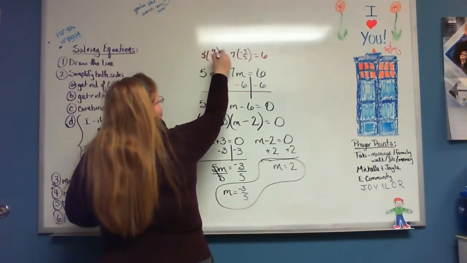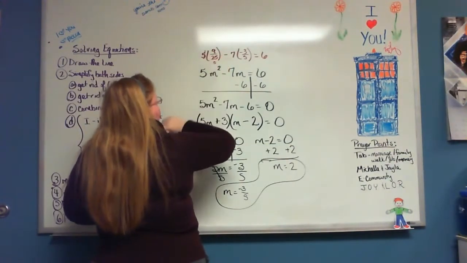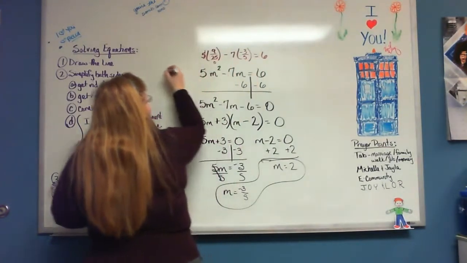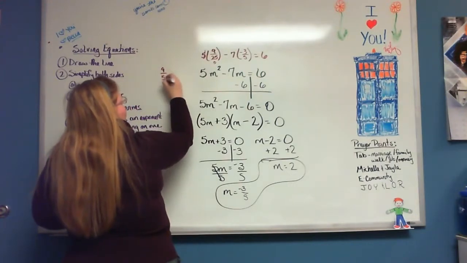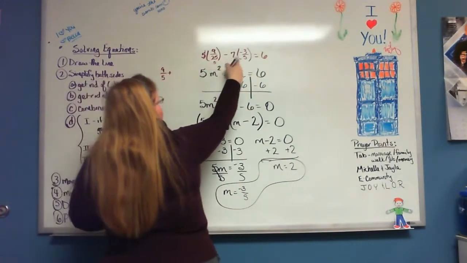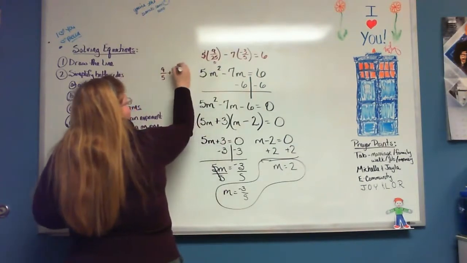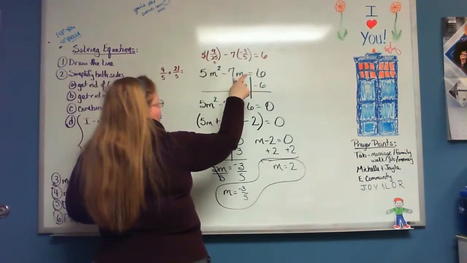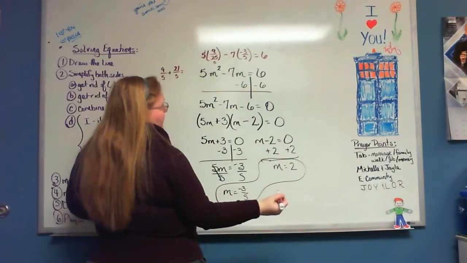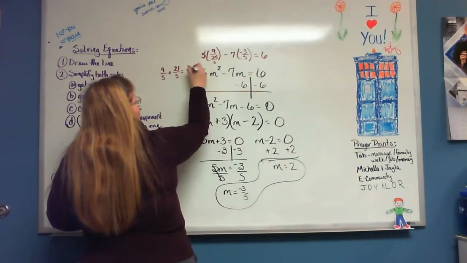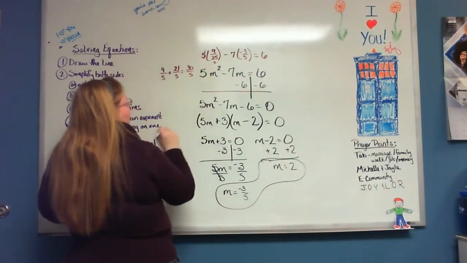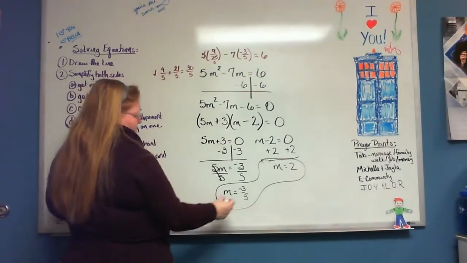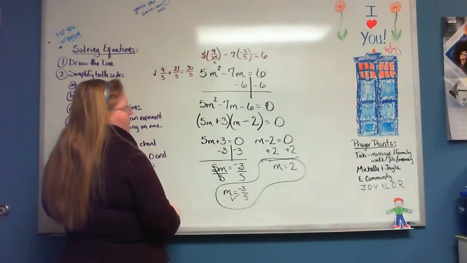Here, this 5 cancels out with that 25, leaving me with a 5. So that's 9 over 5, plus, because a negative times a negative is a positive, 21 over 5 equals, and if I wanted to change 6 to have a denominator of 5, that would be 30 over 5. And 9 plus 21 does give you 30. So it does work. That one does check out.